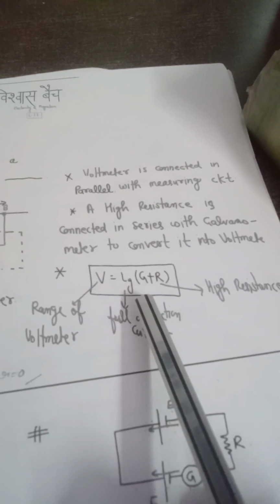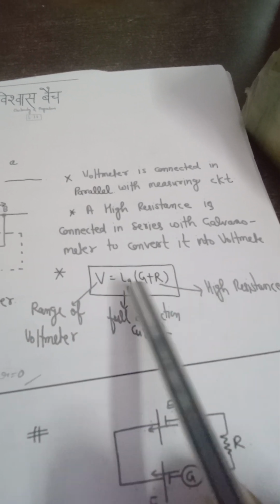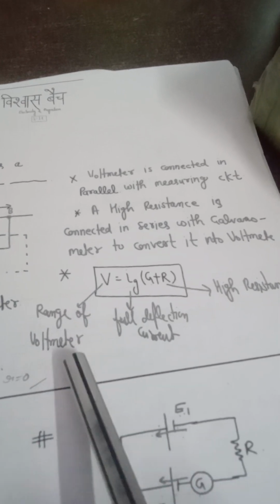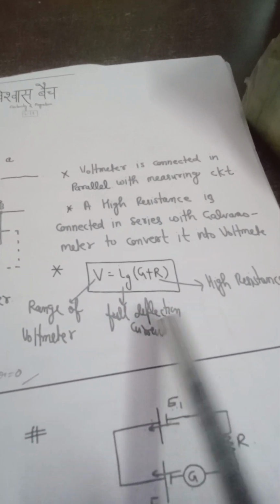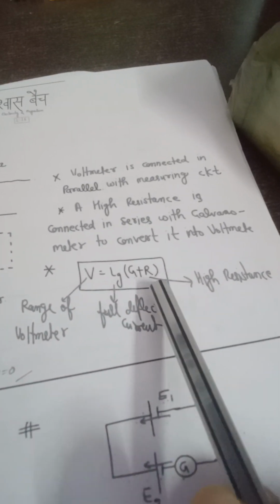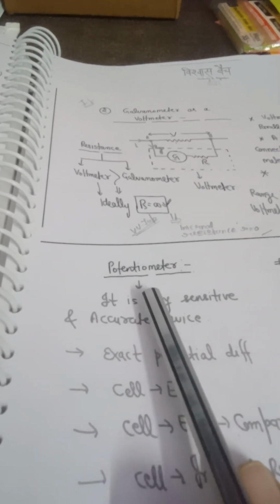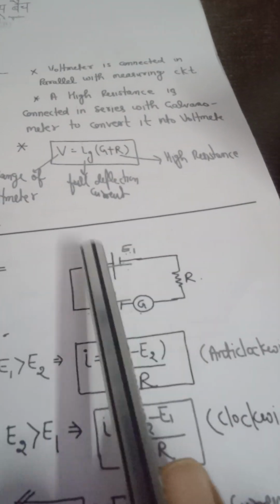So V is equal to Ig times (G plus R). V is the range of the voltmeter, Ig is the full deflection current, and R is the high resistance. Okay, now we are discussing the potentiometer. You can see that this is a battery and this is a galvanometer.